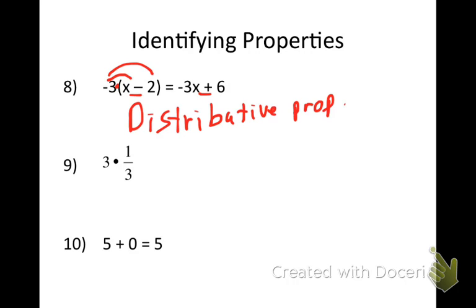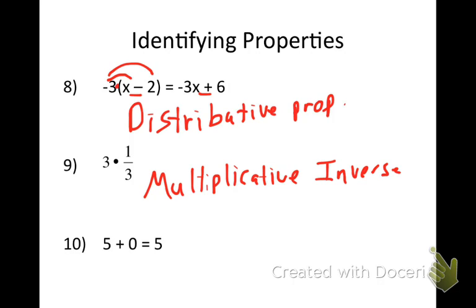What about 9? 9's tough. Jake O'Connor, what do you got? Multiplicative what? That is correct. That is the multiplicative inverse. How do you know that? Okay, because it equals 1, or also because they are what? They are reciprocals. When you see the reciprocals there, that means multiplicative inverse.